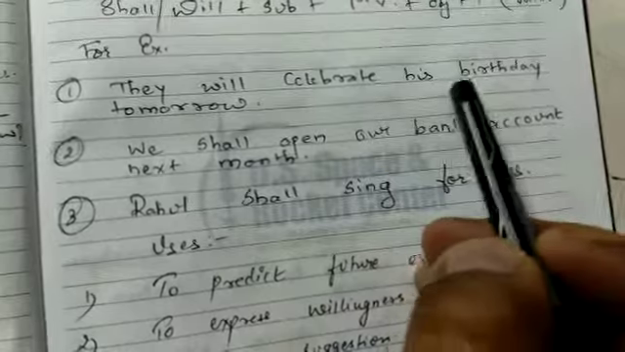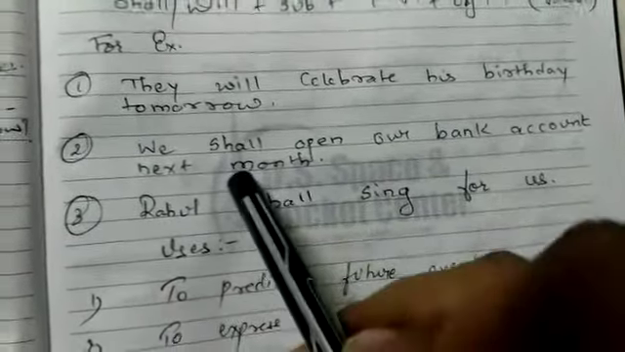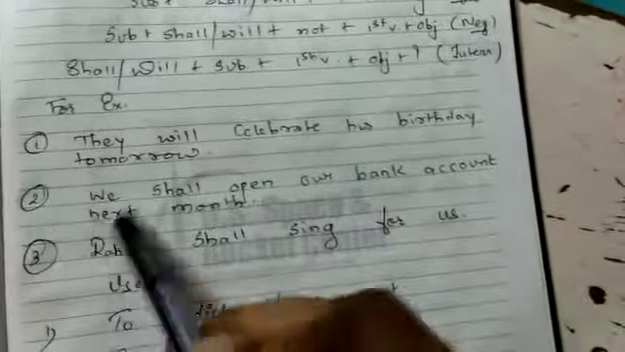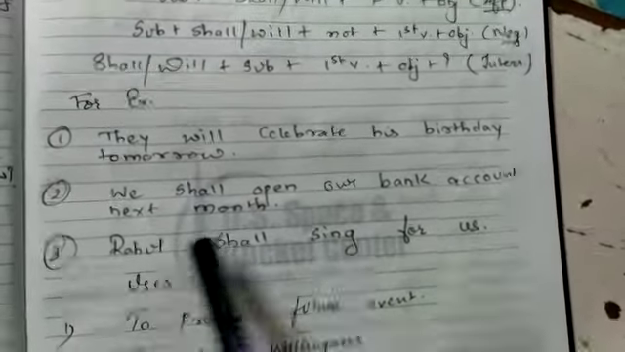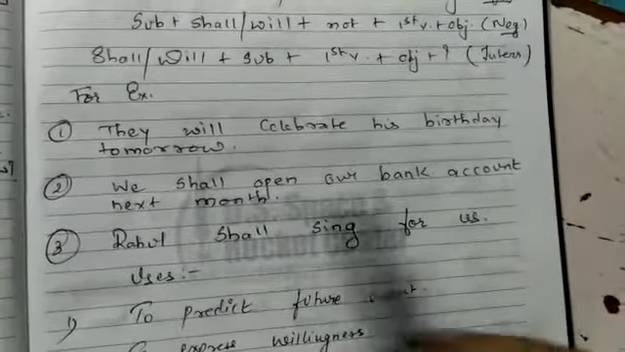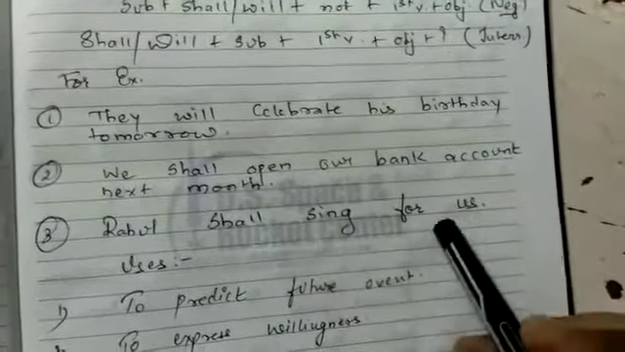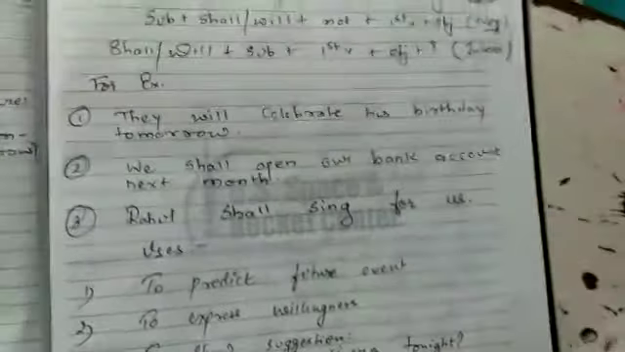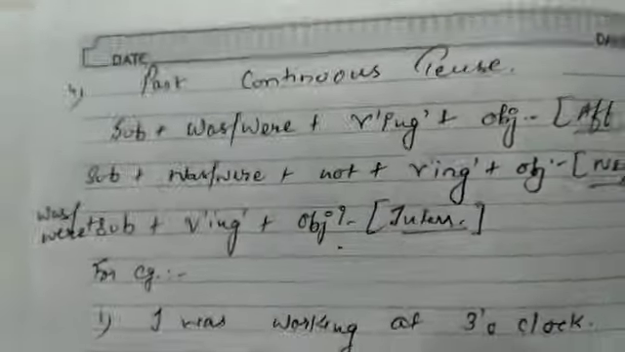They will celebrate his birthday tomorrow. We shall open our bank account next Monday. If you want to compare it with sentence formation, we is subject, shall, then verb form, open, then the rest is object. Here, Rahul shall sing for us. Rahul subject, then shall, then sing is the verb. Okay, for us. For who? For us. So this is what simple future tense means. Basically, any basic course of action which is going to take place in future, you describe it through simple future tense.